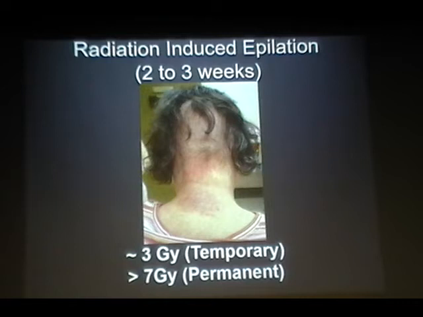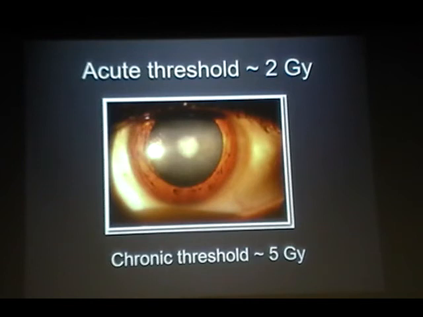So 3 grays, there will be loss of hair, right? If you've read about the Russian spy story recently, the first thing after he got admitted into the hospital, he lost a lot of hair because he was exposed to polonium, again alpha particles. And you could develop cataract with 2 grays.